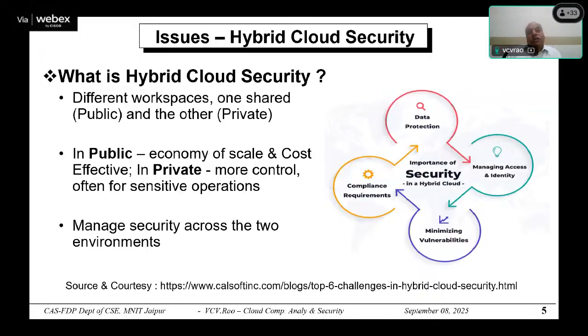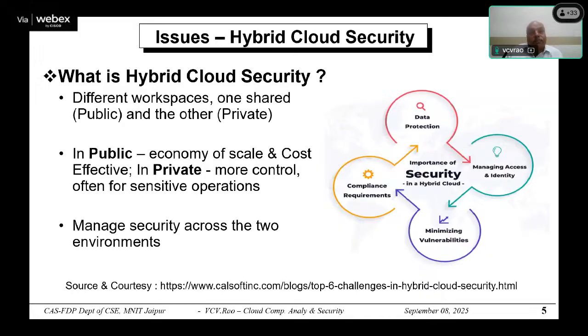Where is the security? One is private cloud, where you have a lot of rules and regulations which you need to follow. In public cloud, you have some flexibility. That's what the hybrid cloud means. We talk about the public cloud only, and we also talk about multi-cloud, which is another way of security. Public means you talk about economy of scale and cost effectiveness, whereas private means more control and often sensitive operations.